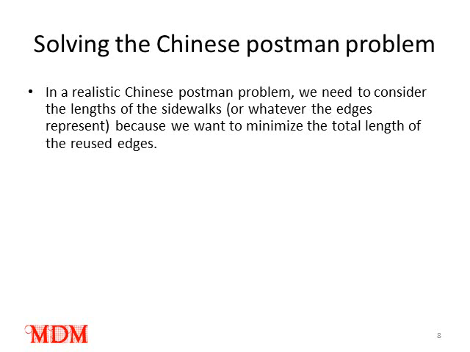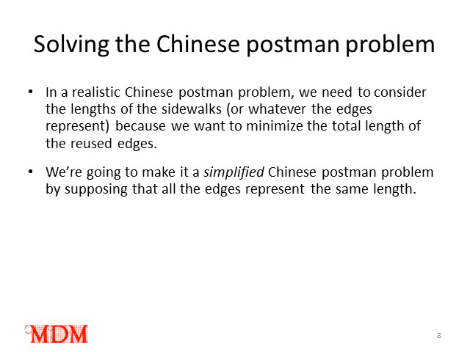We know that in a realistic Chinese postman problem the lengths of the blocks would differ as far as the width is concerned. So in a realistic problem we would have to consider the lengths of the sidewalks or whatever the edges represent, because we want to minimize the total length of the reused edges. In other words, we want to reduce how much the postman or the patrolman will have to walk as he is doing his assigned job.